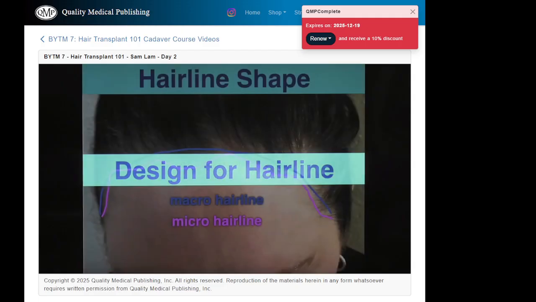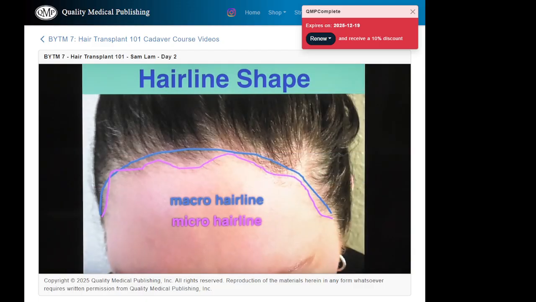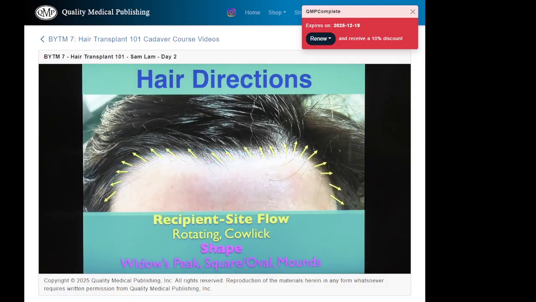Design the hairline. So you're going to start with the macro hairline and the micro hairline, making some finesse work, and really look at the flow of natural hairlines. They are much more complicated than men's.